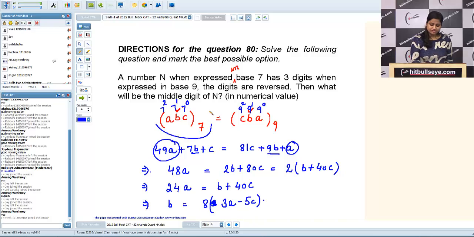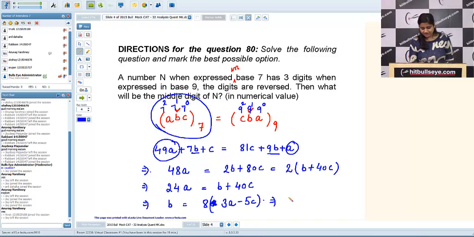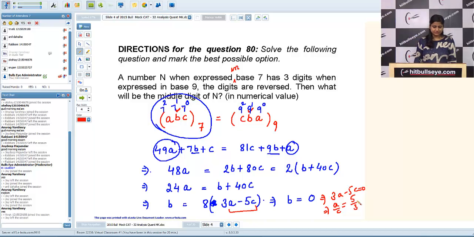But we are talking about a number which is in base 7 and in base 9. Whenever you have a number in base 7, the maximum digit we can use is 6. So, if B is a multiple of 8 as well as B can at most be 6, we can say that B can be 0 only. That is the only possibility. If B is 0, then 3A minus 5C will be 0, and A by C will be 5 by 3 only. So A will be 5, C will be 3 and B will be 0. Is it okay, Anurag? Clear?